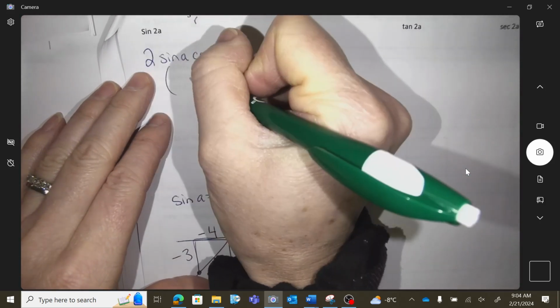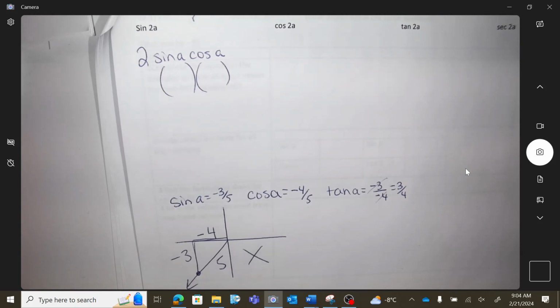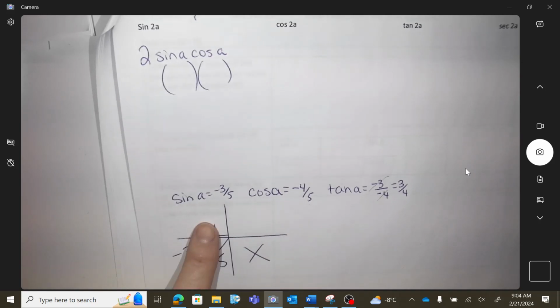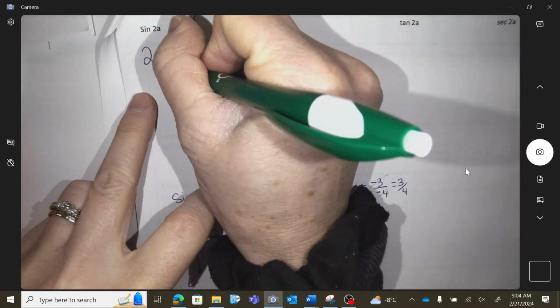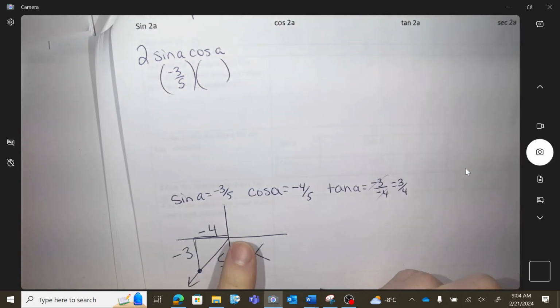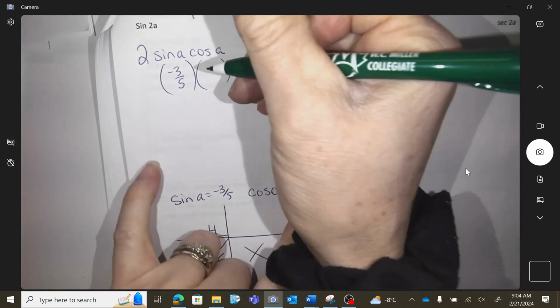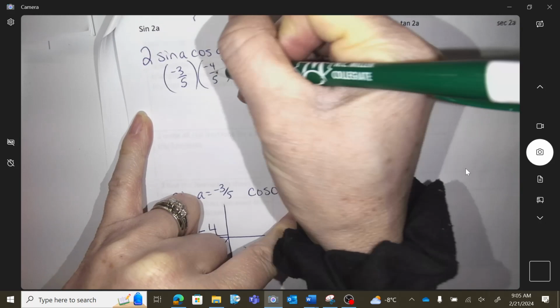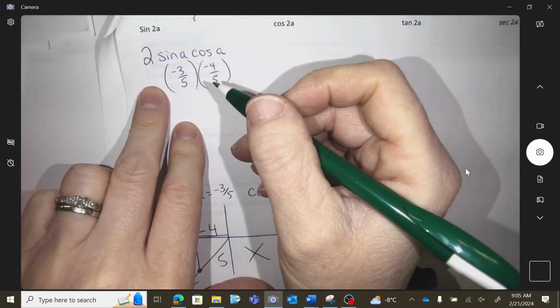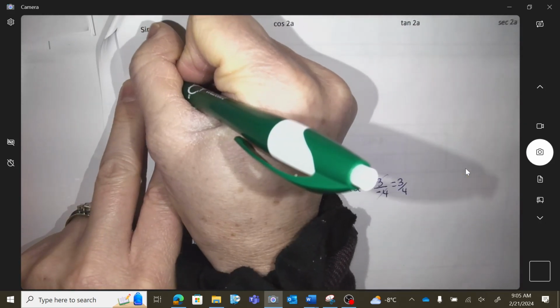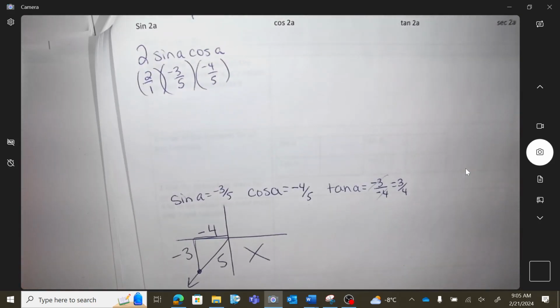Okay, so like yesterday, I gave myself some brackets because I'm going to replace those with a trig value. And we wrote them down. So now you just look on your sheet. What did we write for sine A? Negative 3/5. And cos A, we wrote negative 4/5. And I'm going to write the 2 in the front, if it helps my brain. I'm going to write it as 2 over 1, just so I can see everything with fractions.